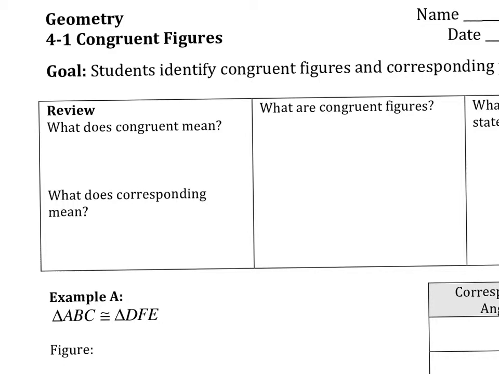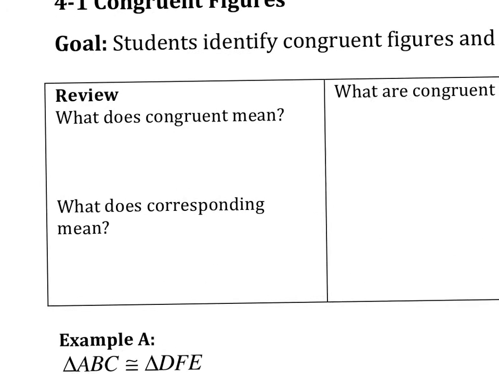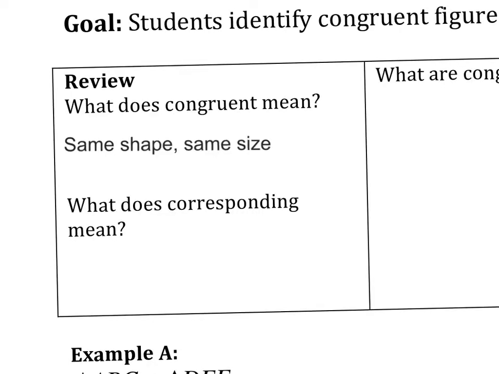On this day, we are going to spend some time identifying congruent figures and then talk also about what's called the corresponding parts. So key first is, can we identify if two things are congruent, and also use the parts that are congruent. So what does congruence mean? Congruence means same shape and same size. And next, what about corresponding? It means same relative position.